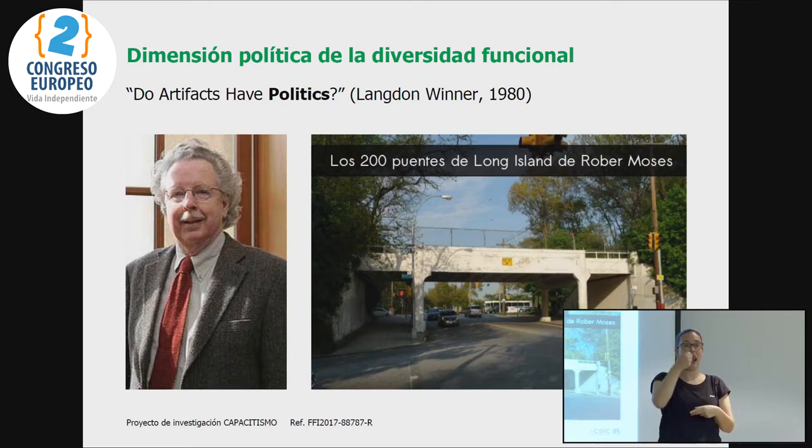And here we have Langdon Winner. Langdon Winner is a philosopher. He's a professor in New York. He teaches functional diversity to engineers, because Langdon was at the Institute of Philosophy for some time. Paco Guzman and I met him. We told him the idea about functional diversity, and he thought it was marvelous. And it turns out that Langdon personally knows Robert Moses in California. So in 1980, he wrote an article, Do Artifacts Have Politics?